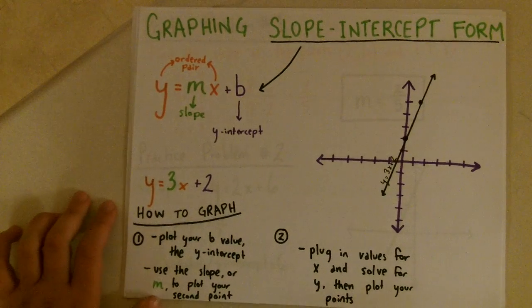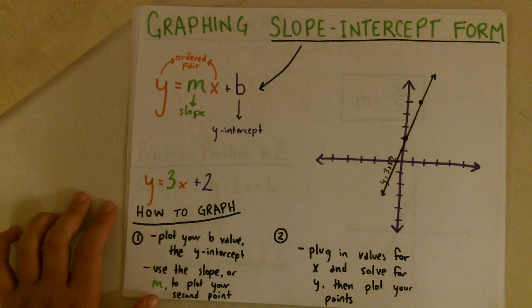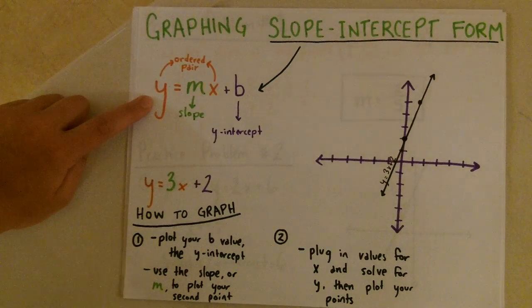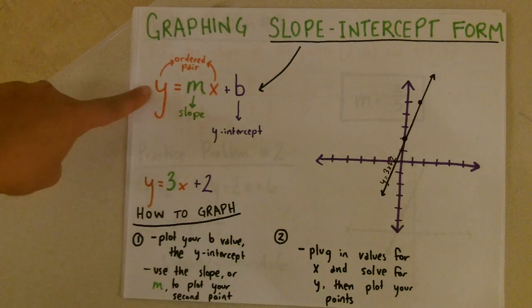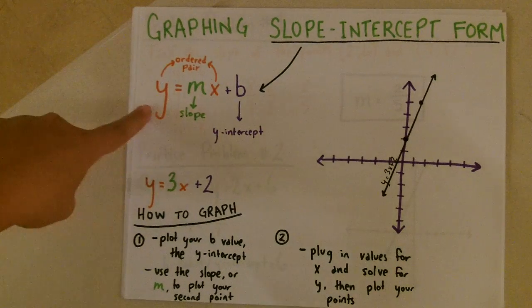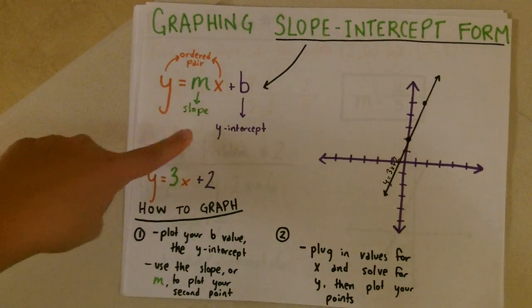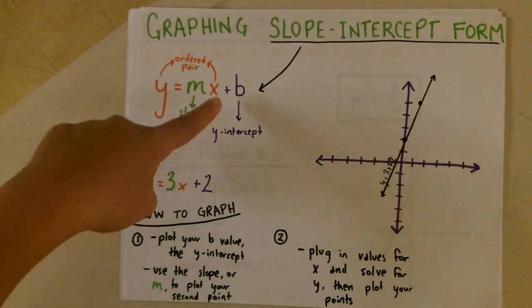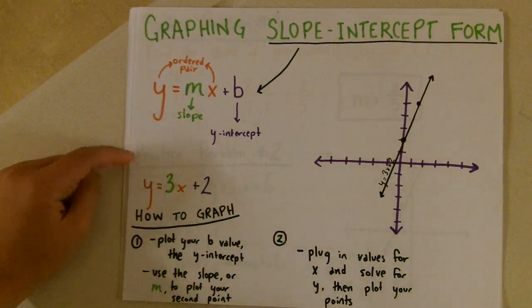It's important also to know how to graph slope-intercept form. This here is slope-intercept form, so it's y equals mx plus b. So in orange, we can see x and y, which are the ordered pair. In green, you have your slope, and then in purple, that's your y-intercept. So your b value is the same as your y-intercept.